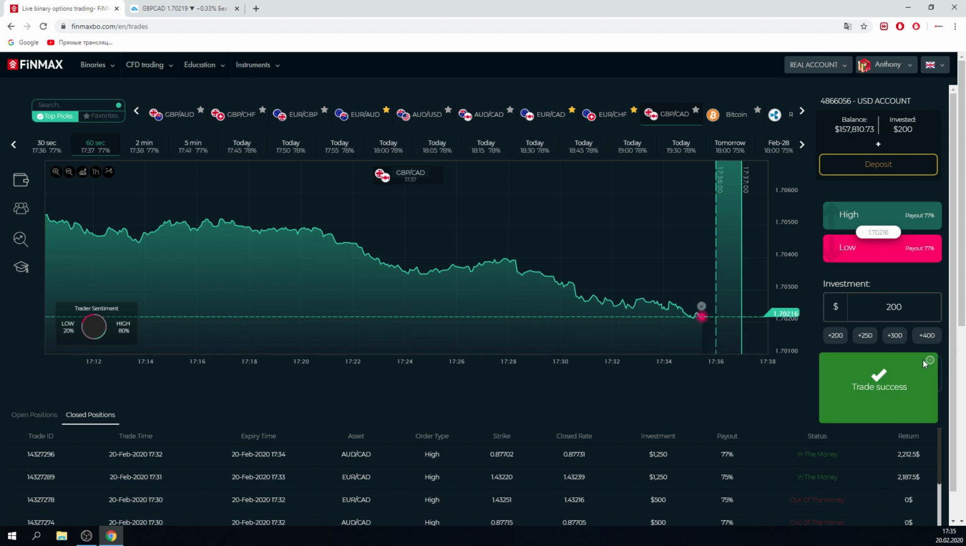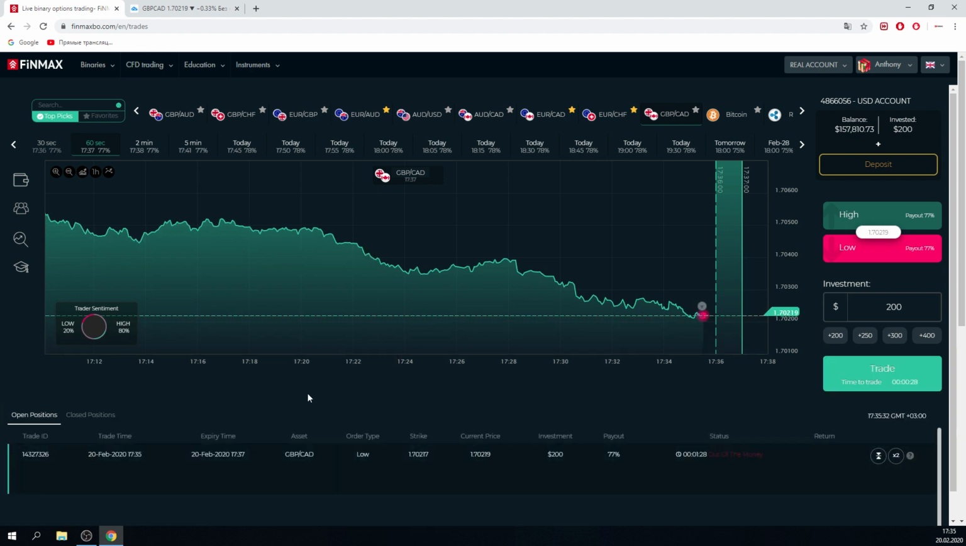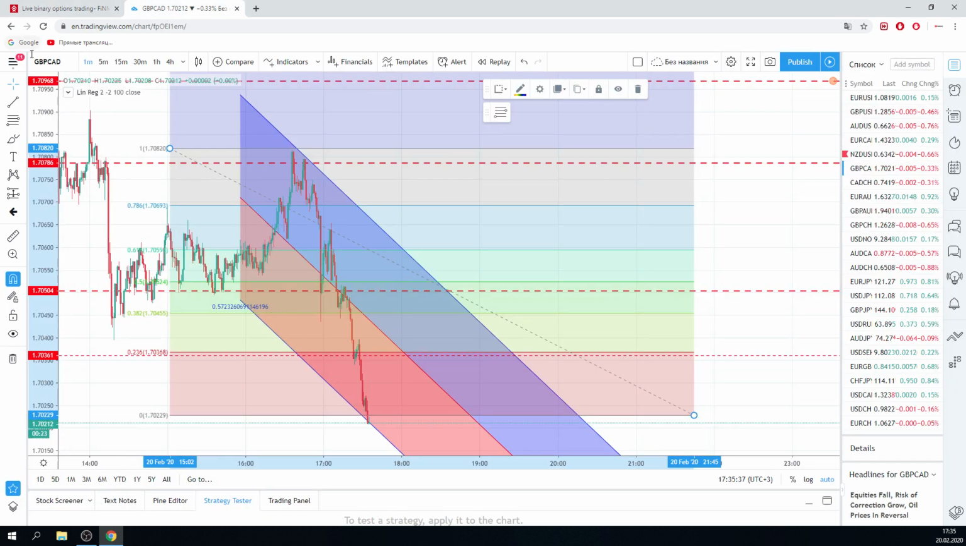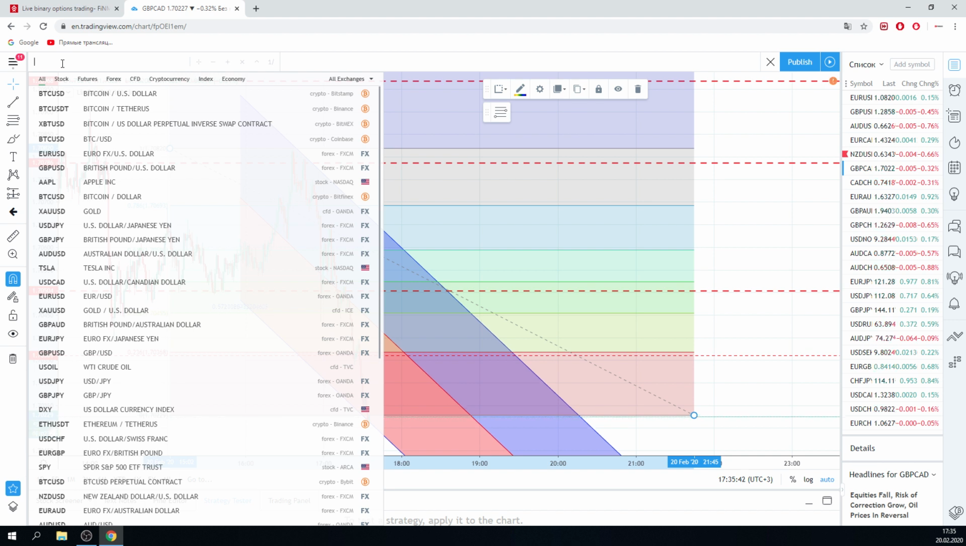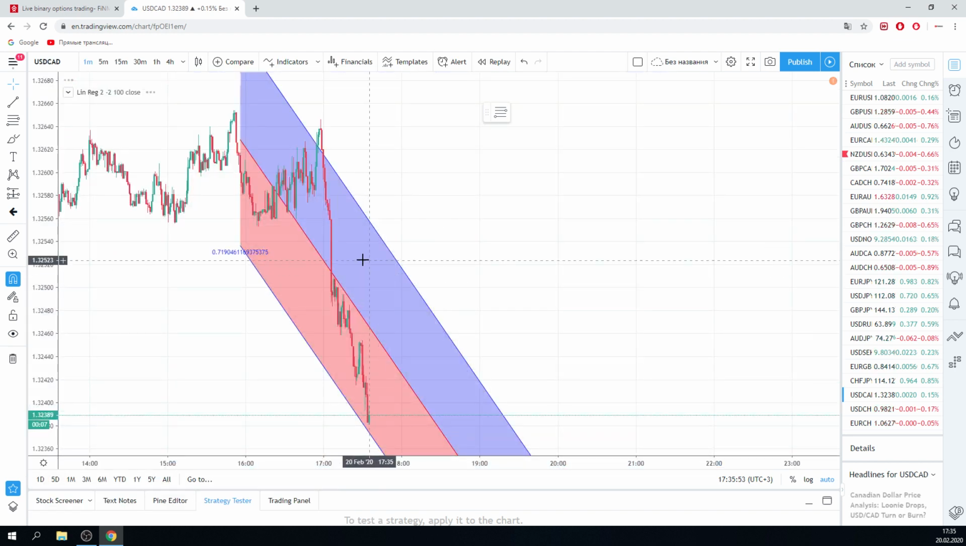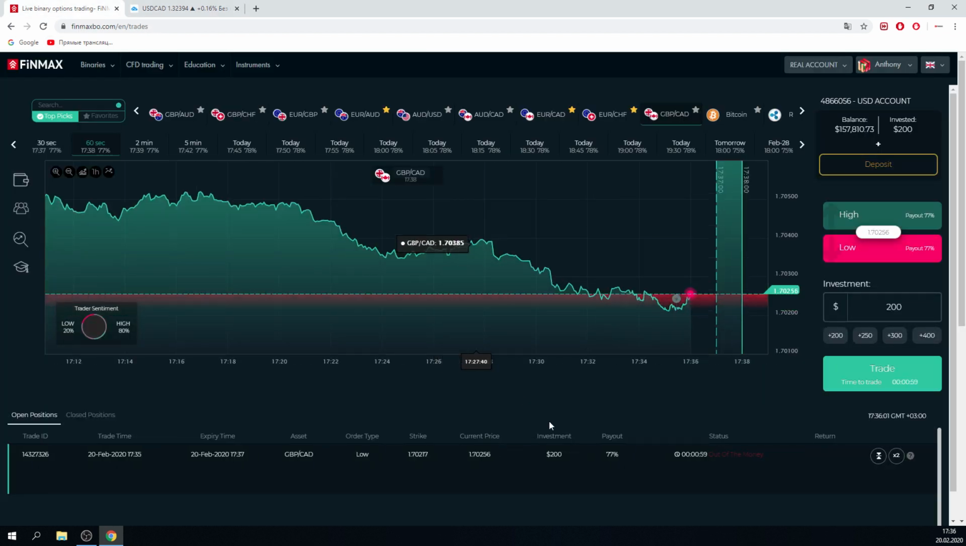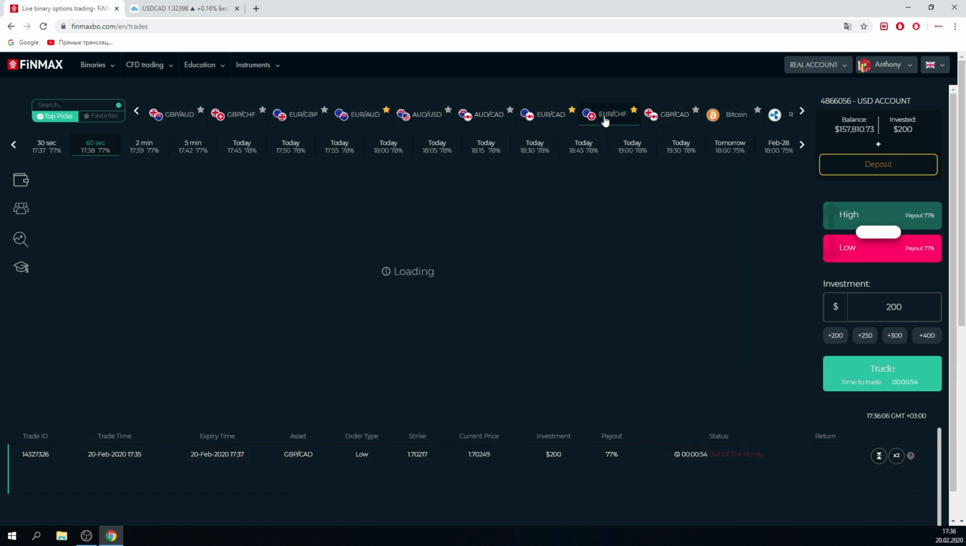60 seconds. Here we go. Let's go back. So far so good, let's say like that. We have made 5 sessions successful. We just opened the 6th session right now, and I'm looking for the 7th. Okay, let's look at USD CAD. I think we have done it. Let me go back to the platform. Okay, GBP CAD rose up a little bit.